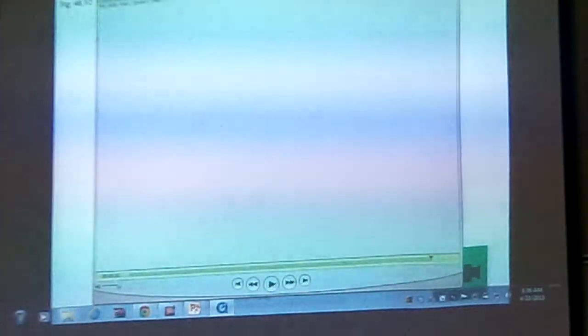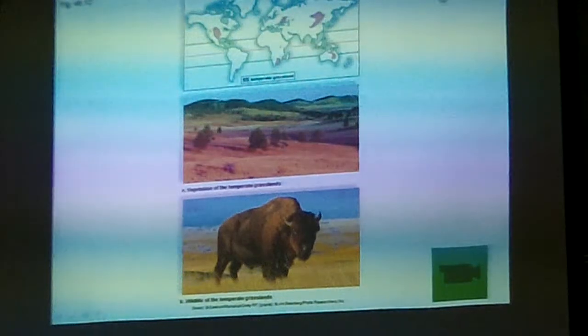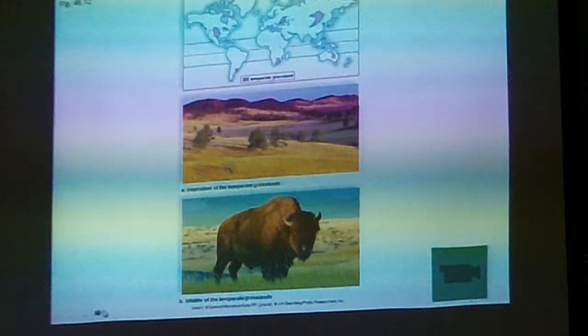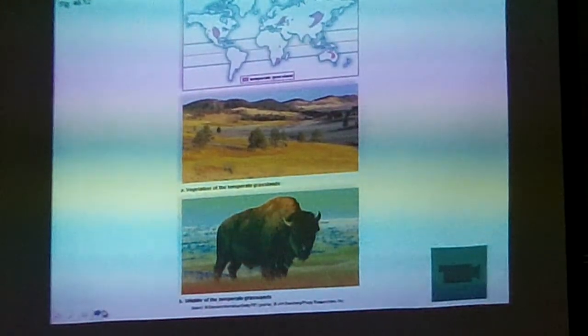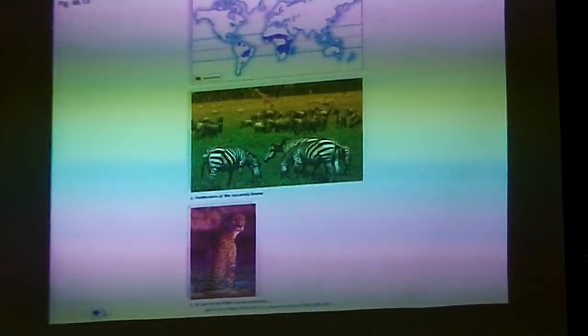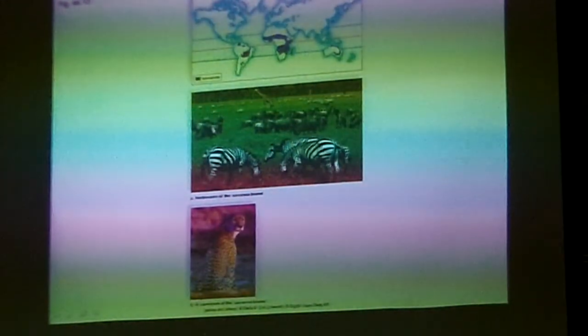Most of the animals there will hide in the ground when it gets too cold or predators come. There's not much other place to hide. In Africa, you have areas that are like grasslands.